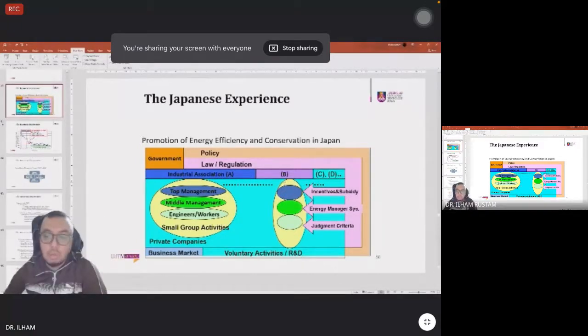menyebabkan orang berjaya sampai ke B ni lah. Maksudnya government introduce incentive, energy management system and also auditing, and industrial association, maksudnya certain manufacturer punya association tu pun involvekan juga dia punya top management, middle management, and everyone dalam the whole organisation, menyebabkan aktiviti tu berjaya lah. So this is what is being shown here.